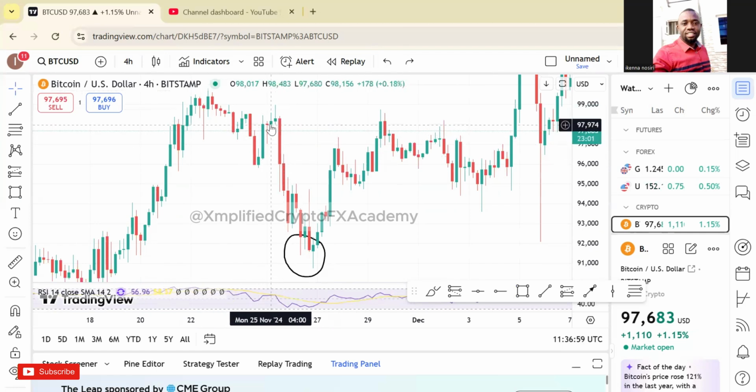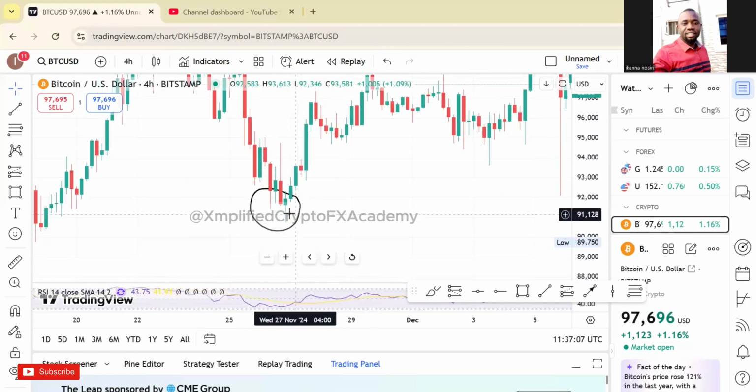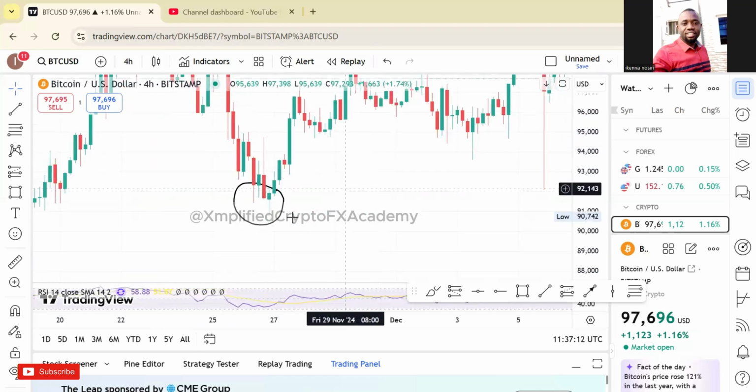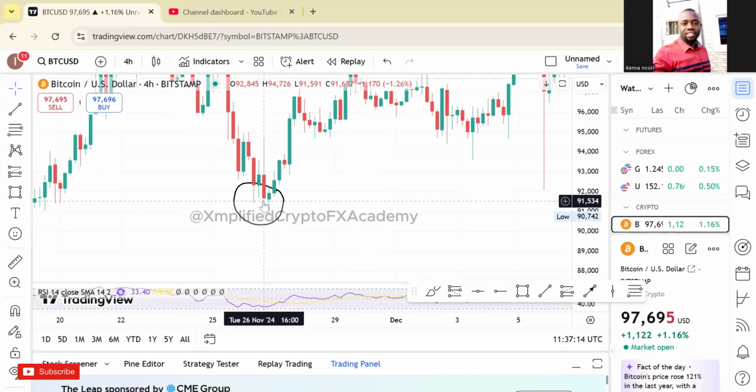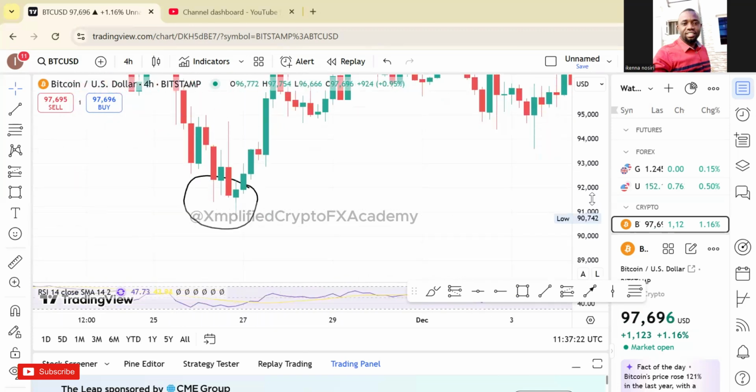A massive sell-off on the 4-hour candles, till we got to this point, from this high of 98 to this low of 90, 91. So a hammer candle formation happened here.